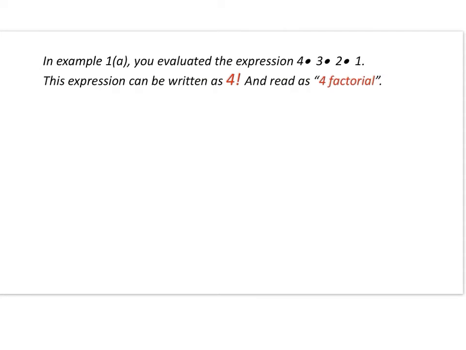All right, in example 1a, you evaluated the expression 4 times 3 times 2 times 1. We actually have a special name for that. This expression can be written in short as 4 with an exclamation point. So it's like you shout the number 4. 4! Just kidding. That exclamation actually represents a special name in math. It's called factorial. So we read it as 4, and then the exclamation you read as the word factorial. So we say 4 factorial.